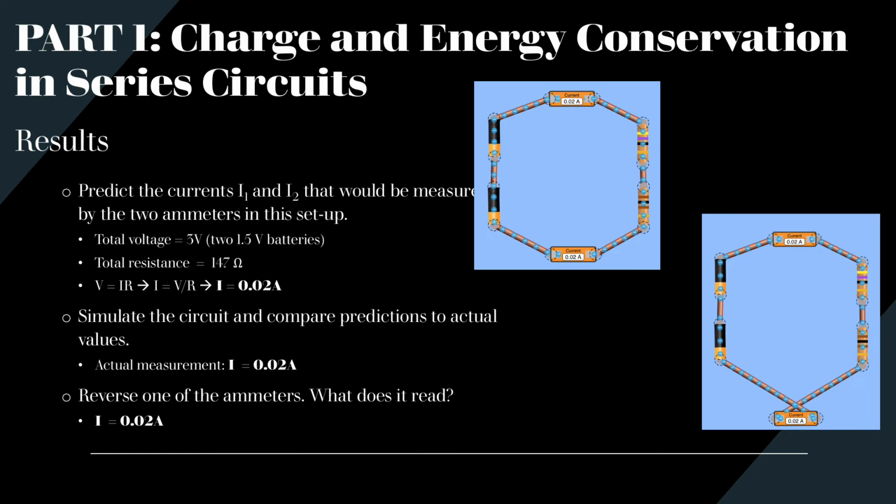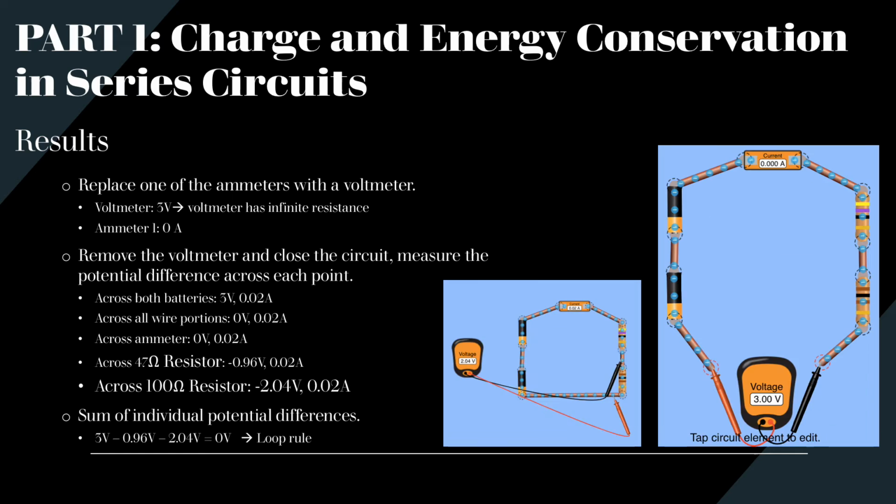First, I was told to predict the ammeter readings before the circuit was connected. I predicted that it would be equal to 0.02 amps based on the total voltage of 3 volts and the total resistance of 147 ohms. When I connected the circuit, this prediction was accurate. When the ammeter was reversed, the reading stayed the same, so this concludes that we don't have to worry about the direction of the ammeter for the remainder of the lab.